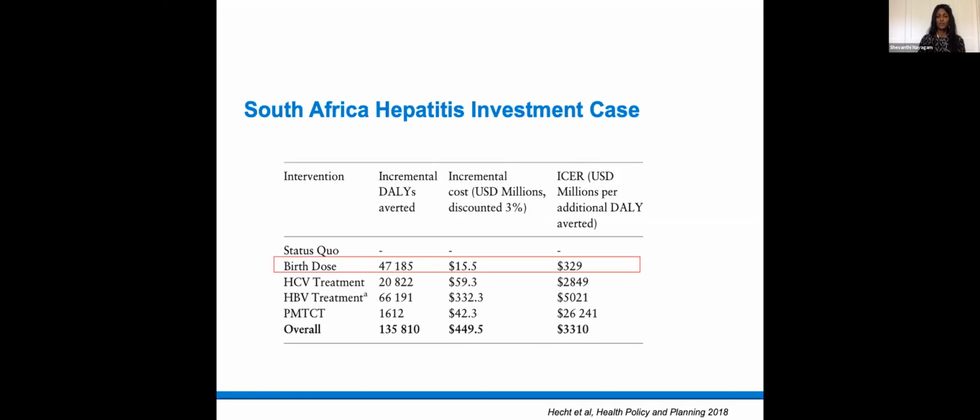This is just an example from work by Hecht and some of the collaborators on the meeting now will recognize, where we used modeling, so hepatitis B and C modeling, to inform a hepatitis investment case for South Africa's National Hepatitis Action Plan. Here, different hepatitis B and C prevention and treatment interventions were modeled and costed quite comprehensively by the team. And just to highlight that birth dose vaccination was found to be a very low cost, cost-effective intervention to implement.